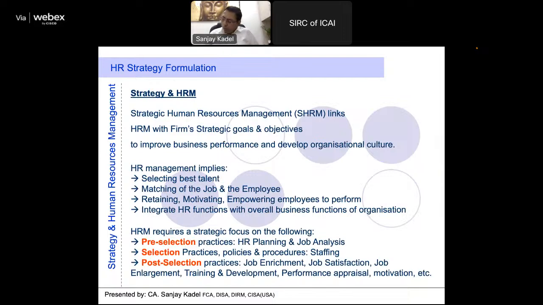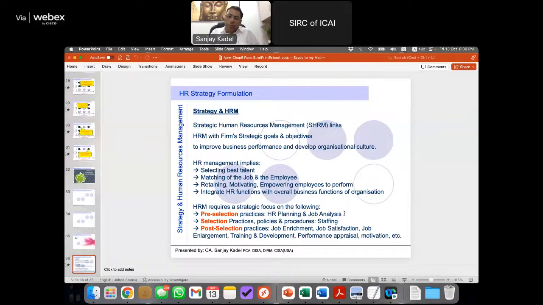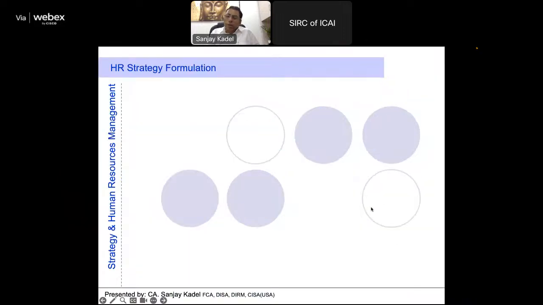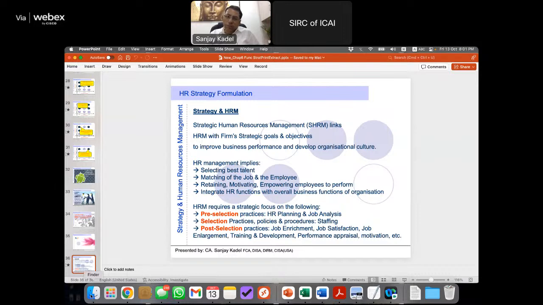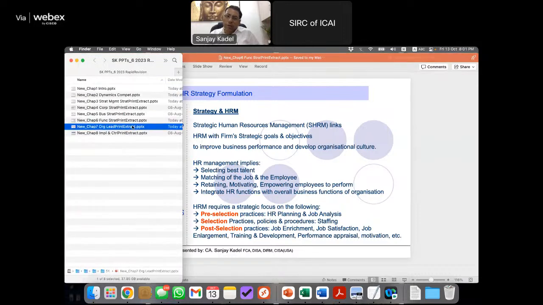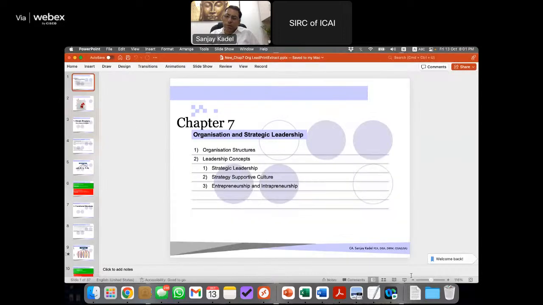So if you see in this chapter, chapter number 6, we have covered some functions like marketing, finance, production, logistics, research and development, and human resources. So these are all the discussions which were related to the formulation of functional strategies. Now let us see the next chapter, chapter number 7.